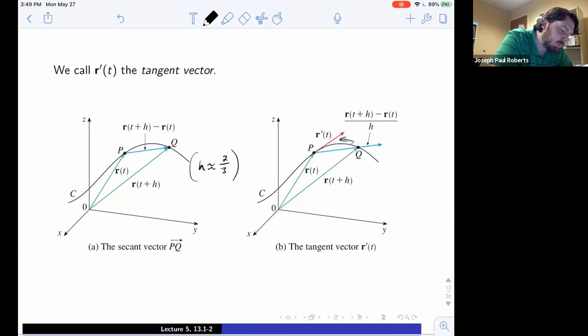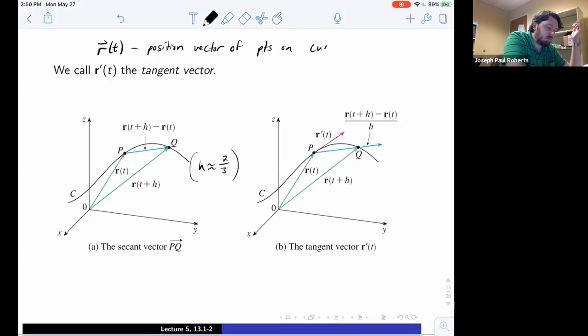As h goes to 0, that's going to send point Q towards point P. And so you're going to get all these other secant type situations. And finally, in the limit, you'll get something that's tangent to the curve. So we're going to call r of t, think about that as like the position vector of points on the curve. And then r prime we'll call the tangent vector, because the whole idea is that it's tangent to our curve.